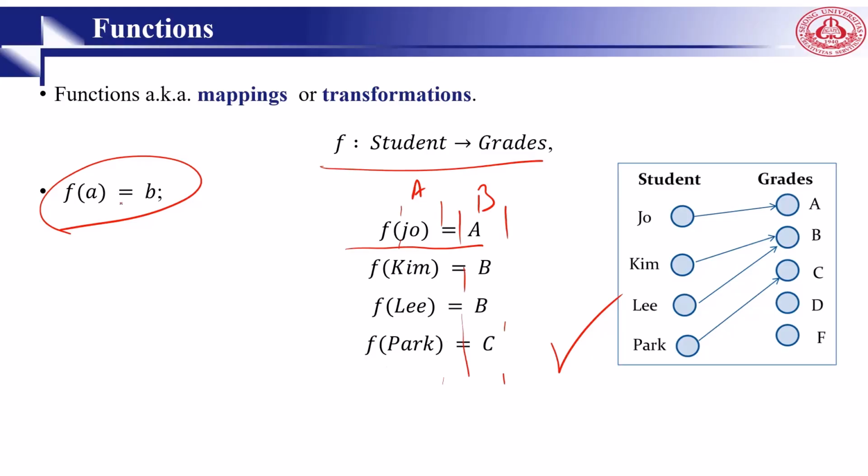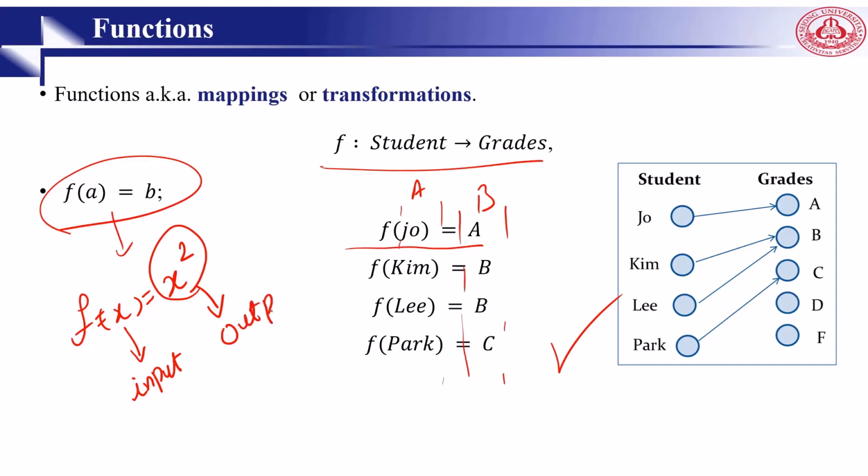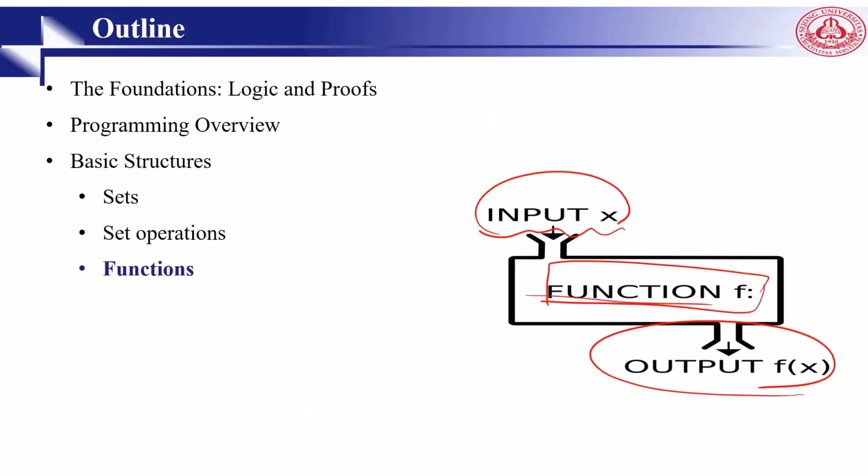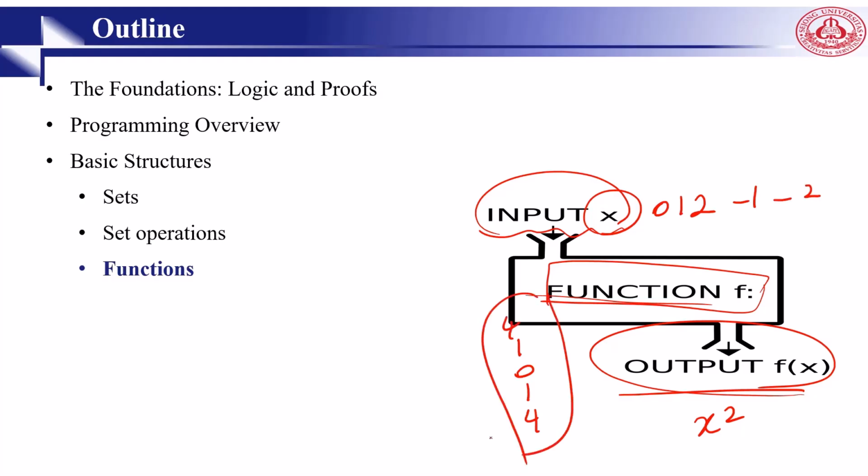Also, we have some other functions, as you know. For example, f(x) = x^2. What it means is x is the input here, and x squared is the output. We give x as input, and our output is x squared. For example, if we give 0, the output will be 0. If we give 1, the output will be 1. If we give 2, the output will be 4. If we give minus 1, it will be 1. If we give minus 2, it will be 4 again, right? So this is a function.